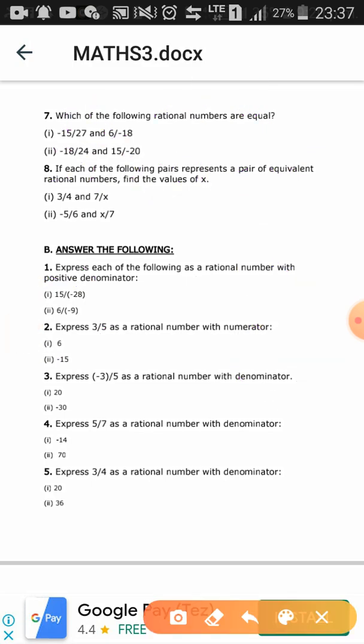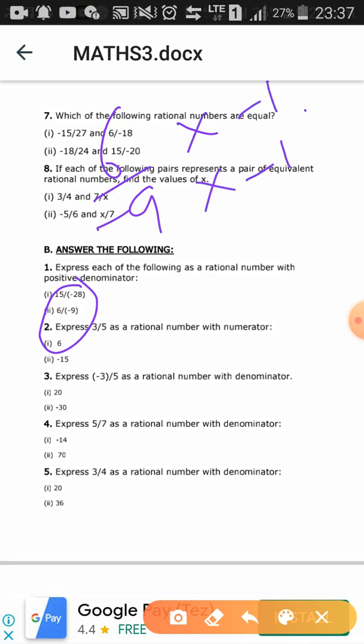Next we move on to 6 by minus 9. Again the same thing, you are going to multiply both the numerator and denominator by minus 1, with which you will get minus 6 by positive 9.